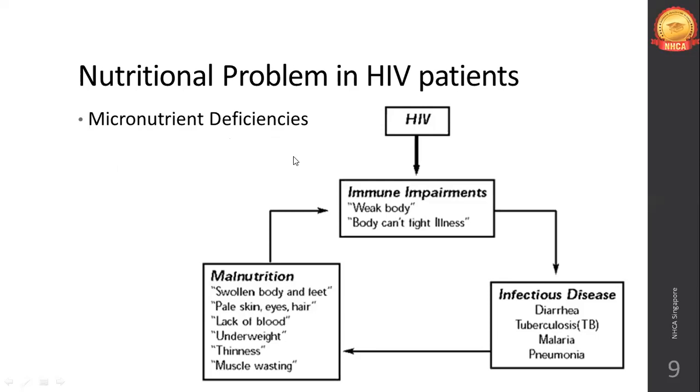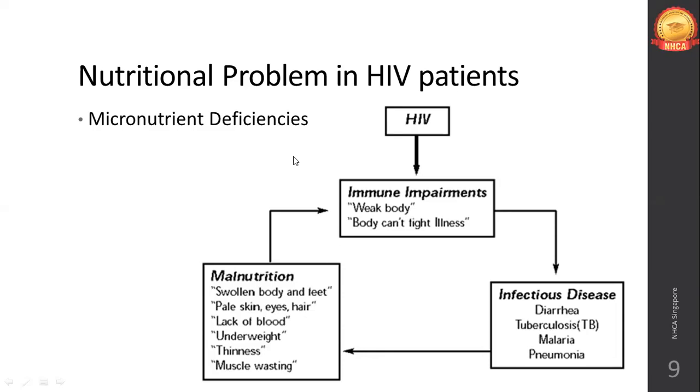If you know how HIV works, the HIV virus will go and eat up all the T lymphocytes which you already have in the body. So if you do not have enough T lymphocytes, your body is prone to getting all sorts of infection. That's the basic mechanism here.